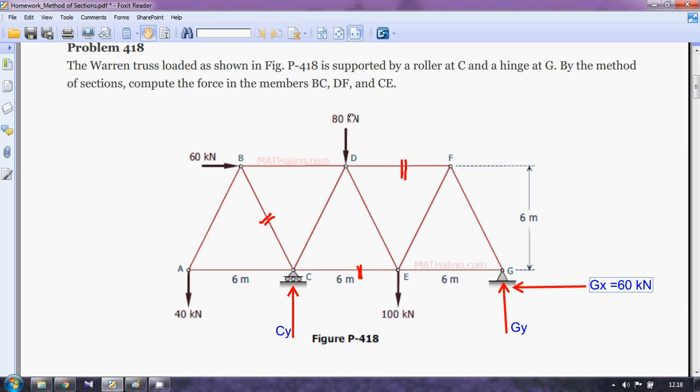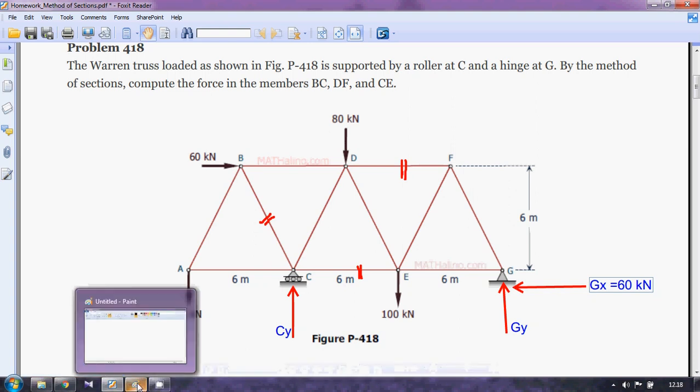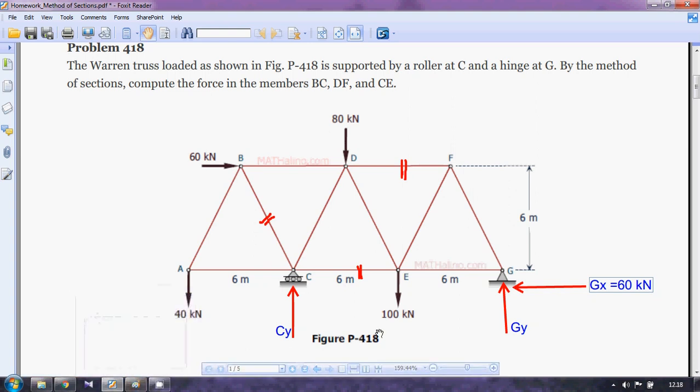Now in the vertical direction, I have three forces and two reactions. So let me take a moment with respect to, for example, point C. So I will take a moment at point C.